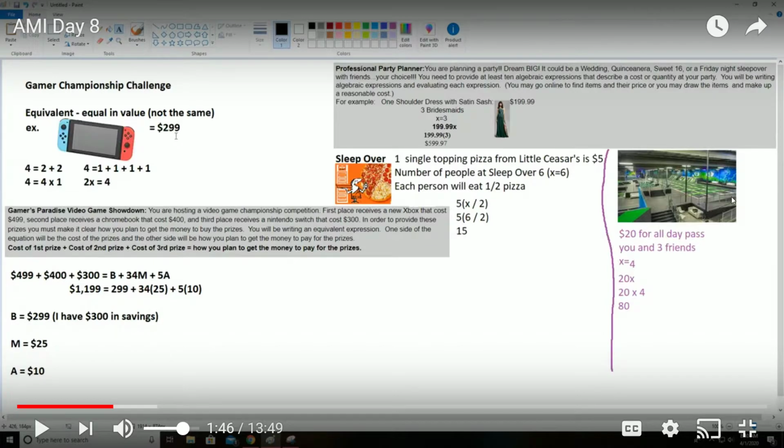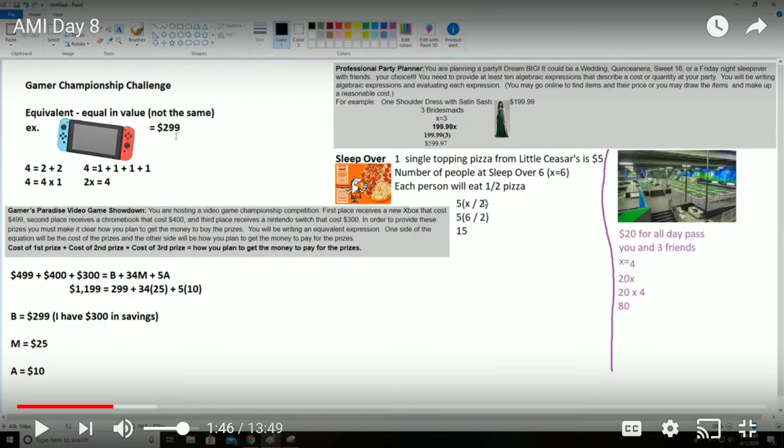All you're doing is saying I'm going to assign a variable for one of the numbers in my expression. The variable here for the sleepover was X. We're using X to represent the number of people that are going to the sleepover. And so we just substitute the letter X, or the variable, in for the number 6. So this was my original expression, because I have to use this to figure out how much pizza I need.